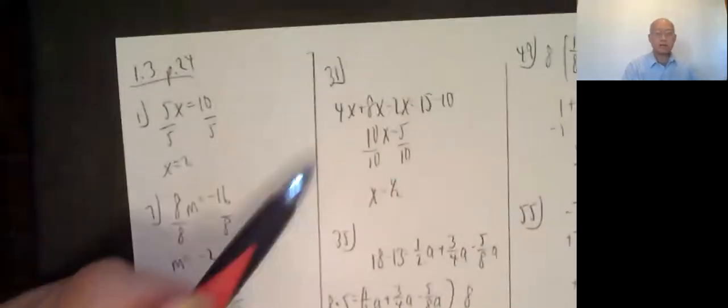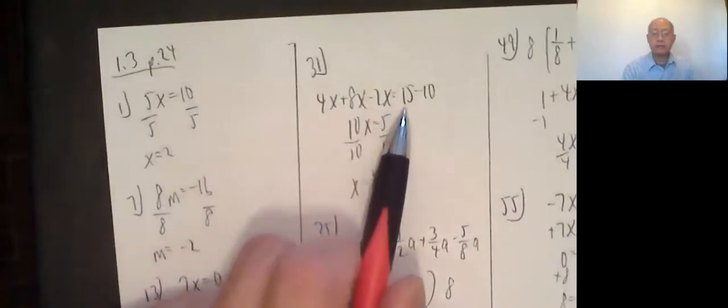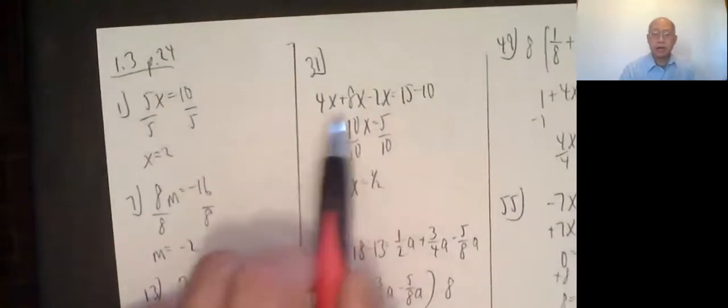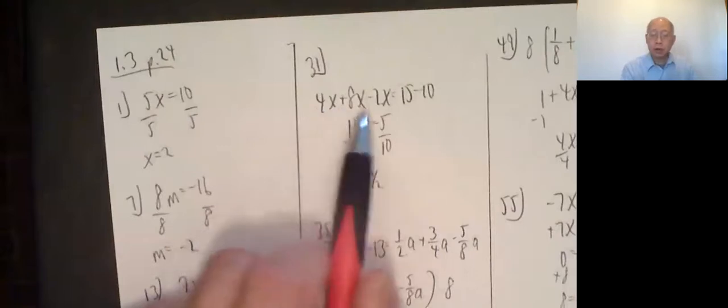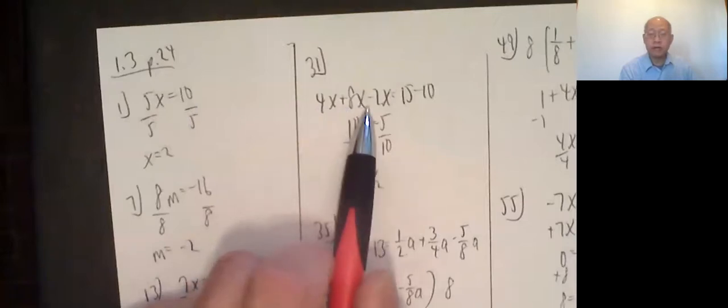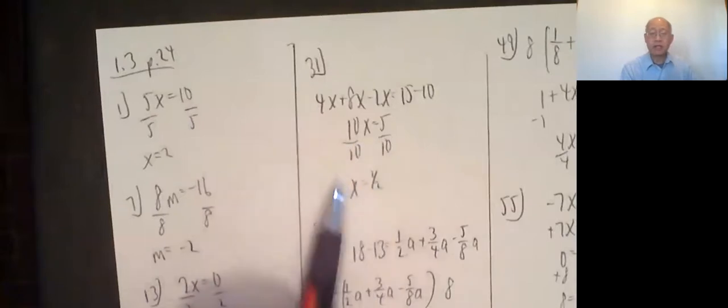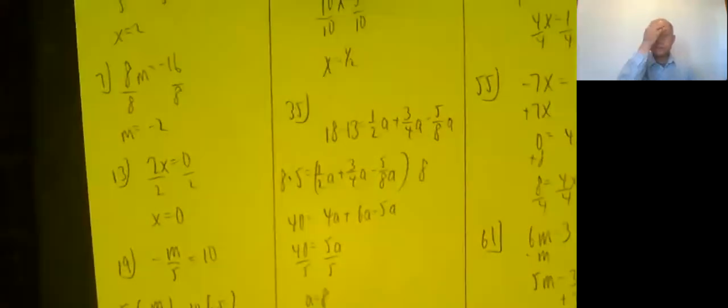Then the problems get a little bit tougher. 31, 4x plus 8x minus 2x equals 15 minus 10. Combine like terms here. They're all x's, so combine the coefficients. Coefficients means the numbers in front. 4 plus 8 is 12. 12 minus 2 is 10. 10x equals 5. Divide by 10. x equals 5 over 10, which reduces to 1/2.